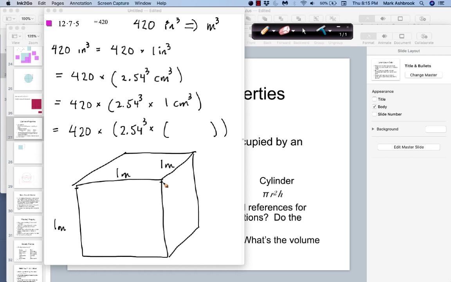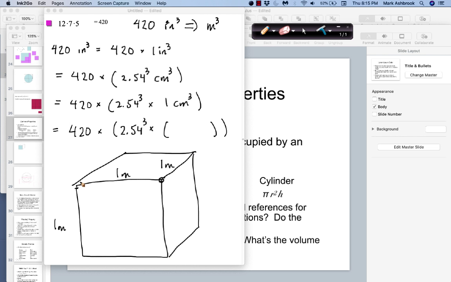So let's think about a centimeter cube then. A centimeter cube has a centimeter by a centimeter by a centimeter on all sides. So that's a centimeter cube. So are there 100 centimeter cubes in 1 meter cube? Definitely not, because there'd be 100 centimeter cubes just along this edge, since there's 100 centimeters in a meter. This edge would have 100 centimeter cubes, and that edge along there would have 100 centimeter cubes.